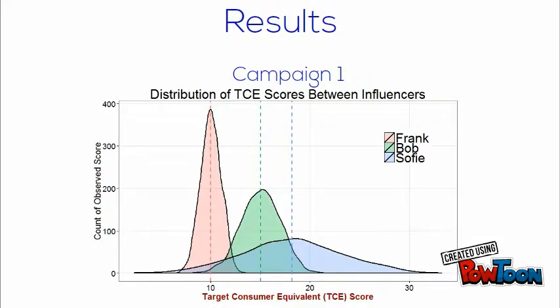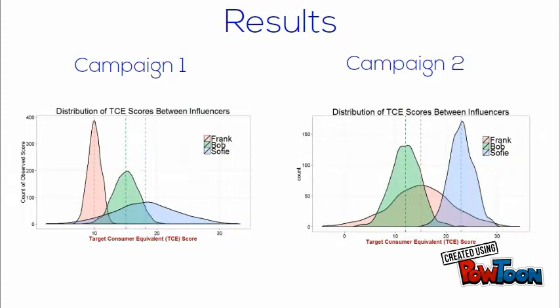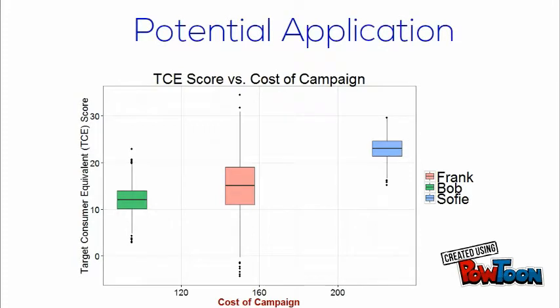Now, as you see here on these plots, you can see the distribution and the expected value of this TCE score across influencers. And as you see, they can differ between two campaigns, as clearly illustrated here. So an influencer's value can be different based on the target market that you're aiming for. If you put the TCE score on the y-axis and cost of campaign on the x and do a simple linear regression, you can see and determine which influencers are underpaid and overpaid for their abilities to reach the target campaign.